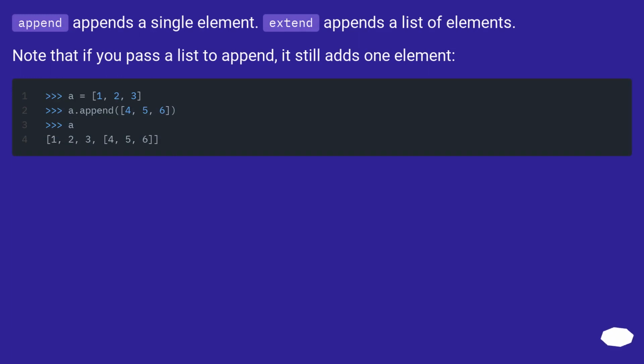Append appends a single element. Extend appends a list of elements. Note that if you pass a list to append, it still adds one element.